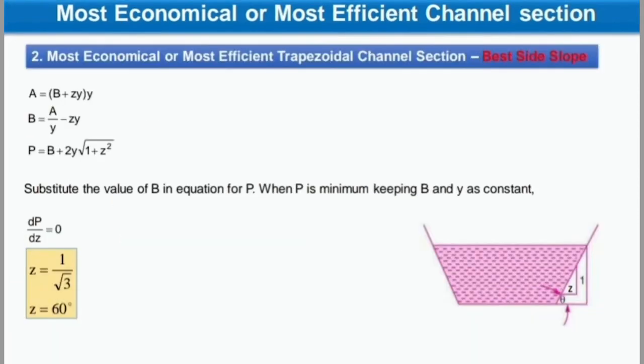On differentiating the perimeter with respect to z, we get dp by dz equal to 0. And on differentiating, we get z as 1 by root 3. We know tan theta is equal to 1 by z, that is 1 by 1 by root 3. Tan theta equal to root 3. And from this we get theta as 60 degrees.